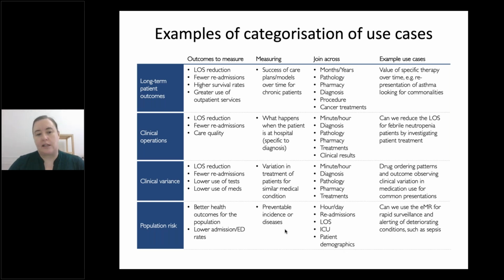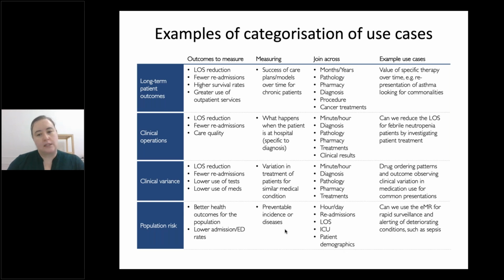And then you're looking at things like clinical operations or clinical variance, and particularly clinical variance can often be at an acute level. So you want to know what time medication was given and what the outcome of that medication was. It's really down to the minute, hour, and it's much more about diagnosis, pathology, medication and treatments in that acute episode of care.